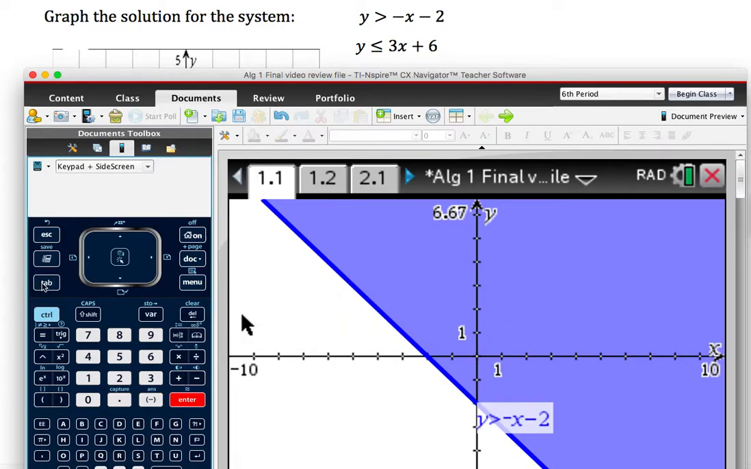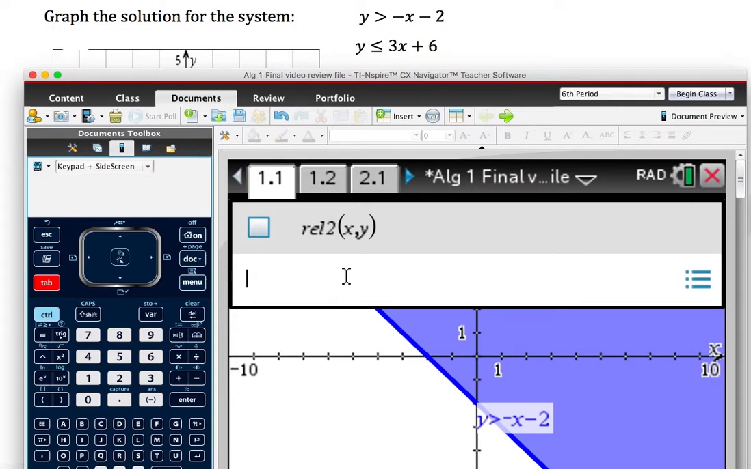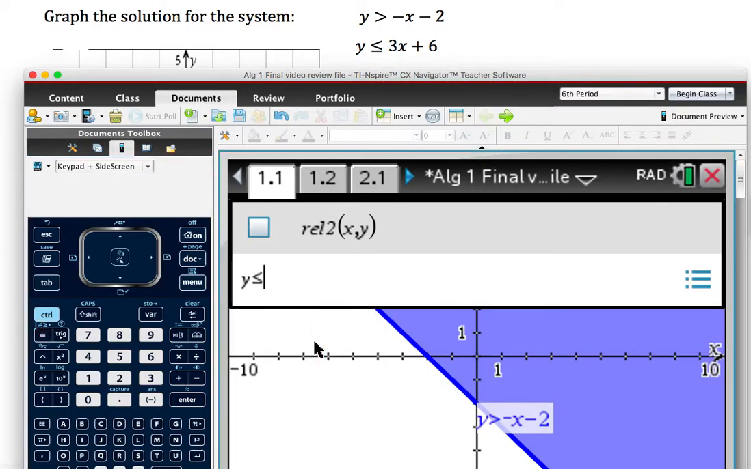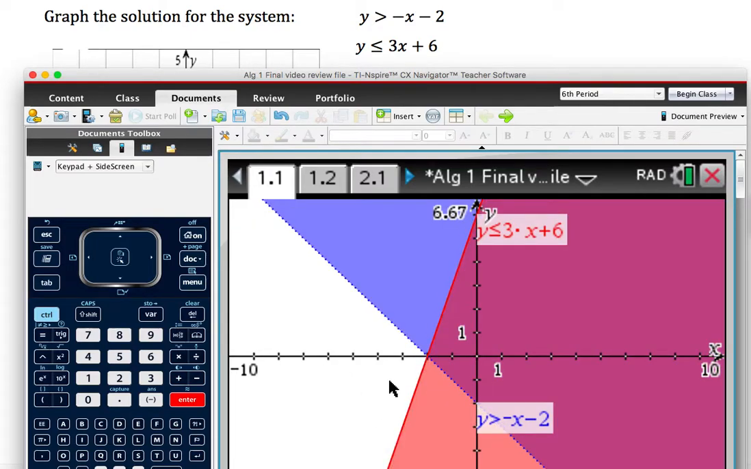Now to type in the next part, go ahead and push tab, and you'll notice that you don't have the inequality options anymore. You can go ahead and type it in as well. You do Y, and to get this less than or equal to symbol, you're going to do Control and then the equal button, and that pulls up all of your inequalities, and that's just Control and equals. And we want the less than or equal to symbol, then 3x plus 6. Okay, and we're going to go ahead and push enter there.